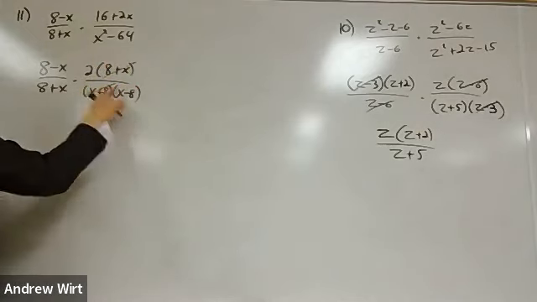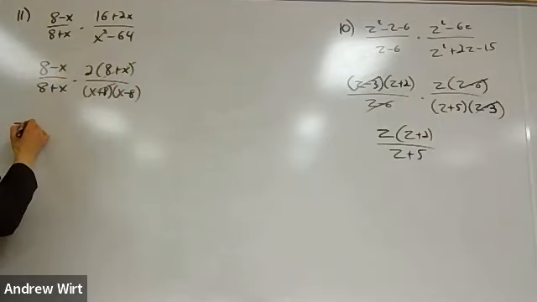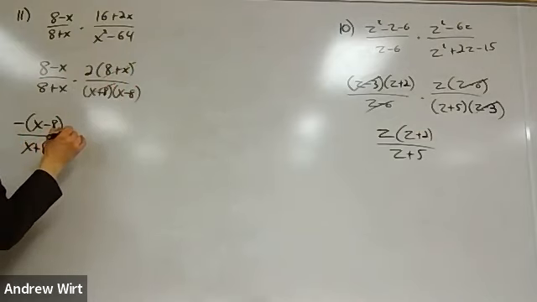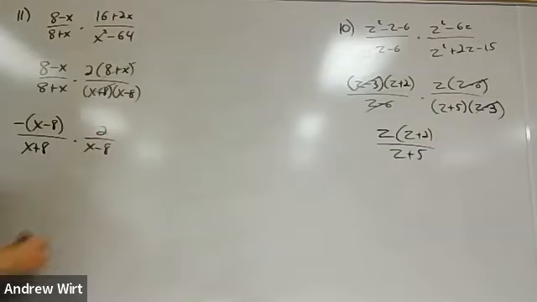Now we've got x plus 8 and 8 minus x. We're going to need to do the flip trick here. Get negative of x minus 8. Now the x minus 8's cancel, and we're left with negative 2 over x plus 8.